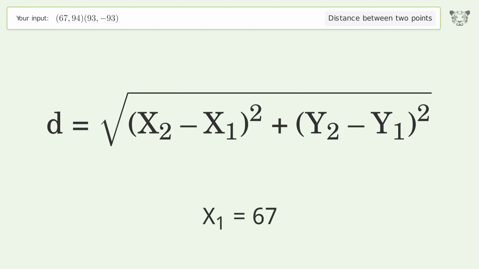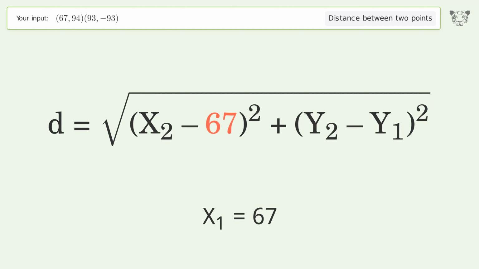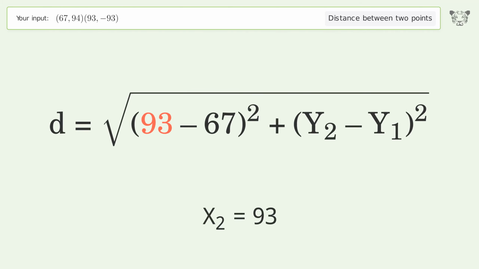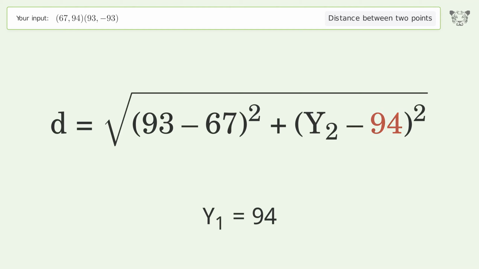x1 equals 67. x2 equals 93. y1 equals 94. y2 equals negative 93.